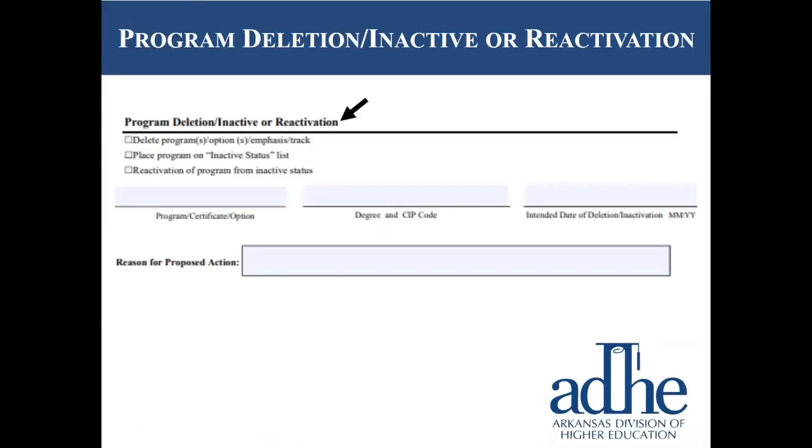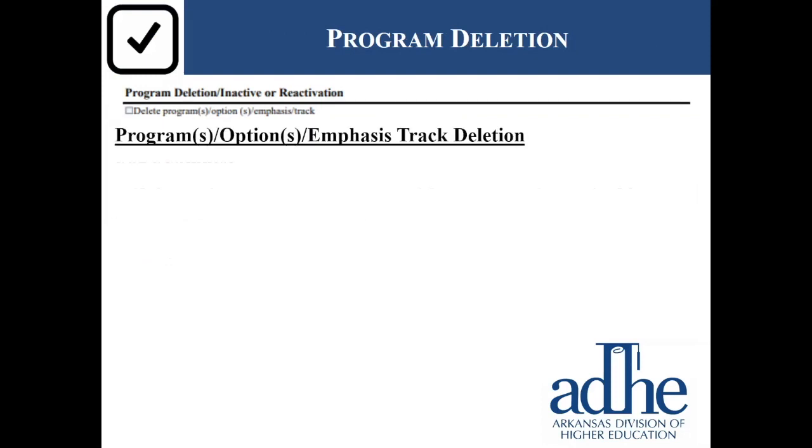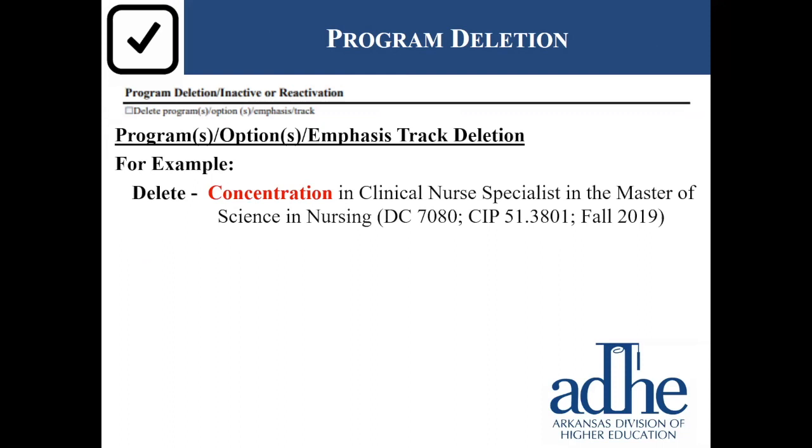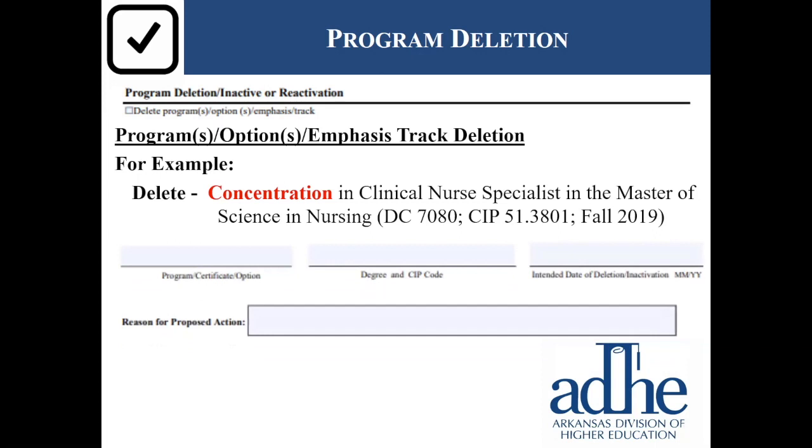We will now transition to the program deletion, inactivation, and reactivation section of the LON form. Let's take a look at a few examples, starting with program deletions. If an institution wants to delete an emphasis track, such as clinical nurse specialist concentration in their Master of Science program because of declining enrollment, the information will be completed as listed.